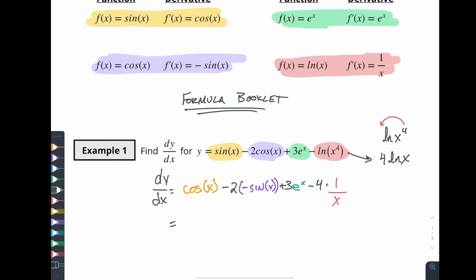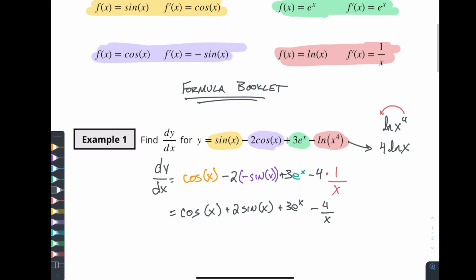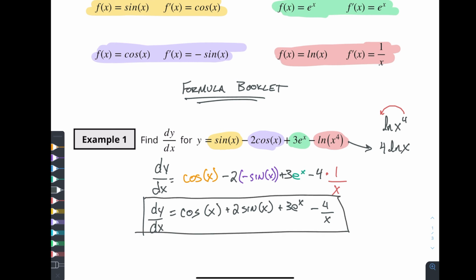So this is going to be equal to cosine of x plus 2 sine of x. Remember, a minus and a minus is a positive. Plus 3e to the x minus 4 over x. If you wanted, you could make this 4x to the negative 1 power, and that would also work. This is our solution, our derivative with respect to x. Here we go. That's it.